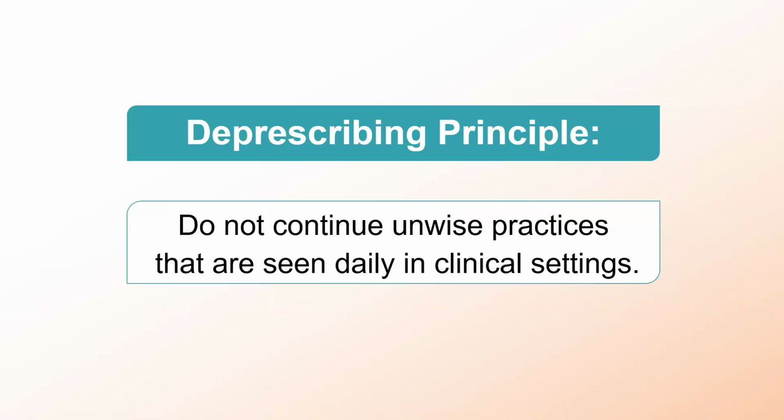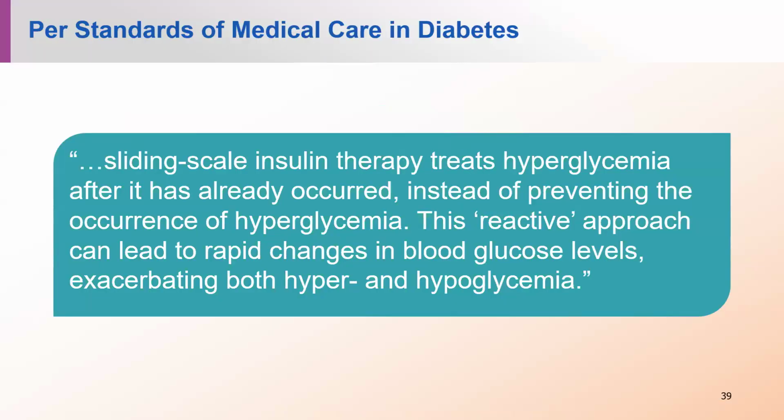So, deprescribing principle. Don't continue unwise practices that are seen daily in clinical settings. And this is something that I find throws people is that for a number of years, the ADA has been saying sliding scale insulin therapy treats hyperglycemia after it has occurred instead of preventing the occurrence of hyperglycemia. This reactive approach can lead to rapid changes in blood glucose level, exacerbating both hypo and hyperglycemia.